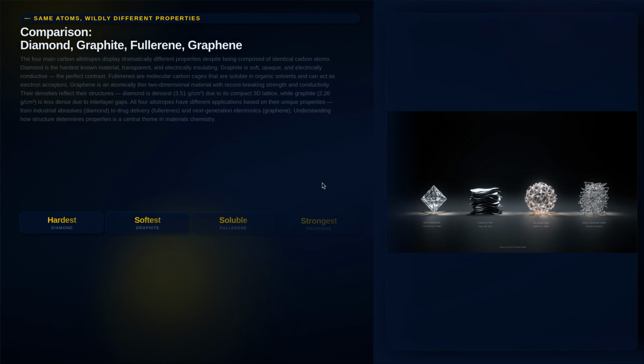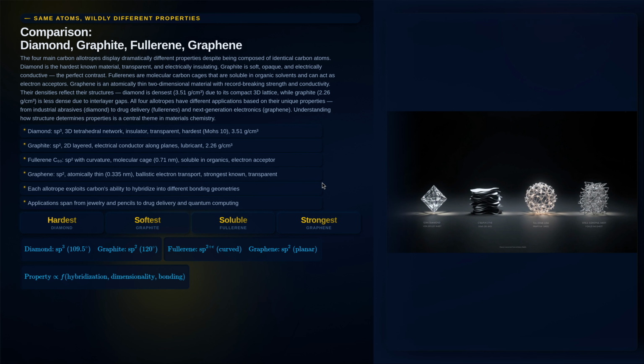Let us compare these four allotropes. Diamond with sp3 hybridization forms a three-dimensional tetrahedral network, is the hardest known material, transparent, and electrically insulating. Graphite with sp2 forms two-dimensional layered sheets, is soft, opaque black, and electrically conductive along the planes. Fullerenes are zero-dimensional molecular cages, soluble and act as electron acceptors. Graphene is a two-dimensional atomic sheet with record-breaking strength and conductivity.